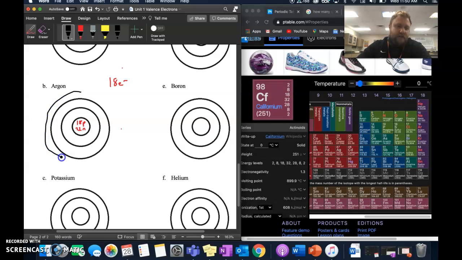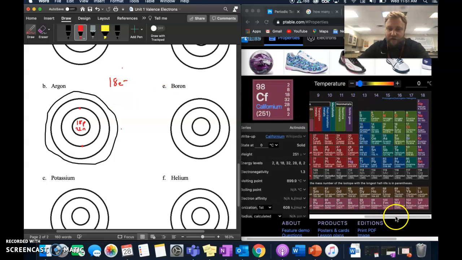So I have 3 energy levels worth of electrons. And remember, the electrons found on the outermost are going to be your valence electrons. So our first energy level can have a total of 2 electrons in it. So we put in those 2.